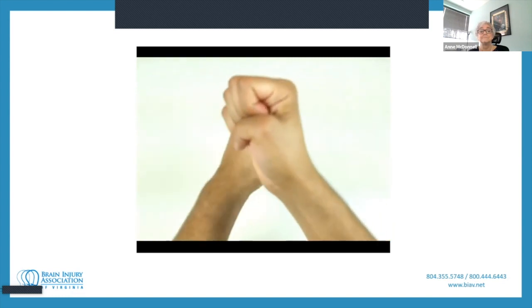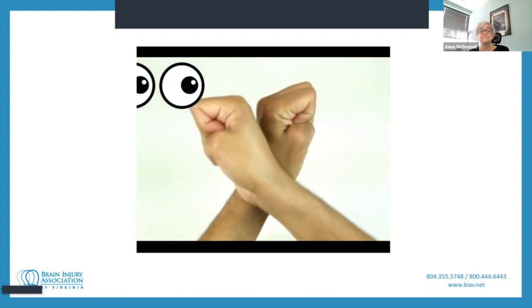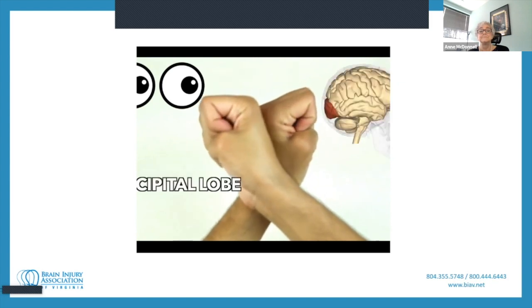Now look at the back of your hands. You'll notice they look like eyes. This will help you to remember the occipital lobe, the area responsible for your visual information, and how it's located in the back of your brain. Have you ever hit the back of your head and seen stars? It's because you hit your occipital lobe.